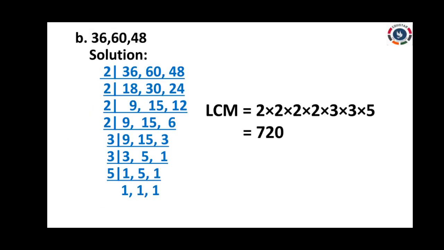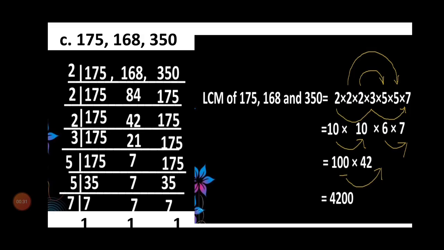And B, 36, 60, 48. Write in the solution. The LCM of 36, 60 and 48 is equal to 720. And C, 175, 168 and 350. Write down the solution. The LCM of 175, 168 and 350 is equal to 4200.